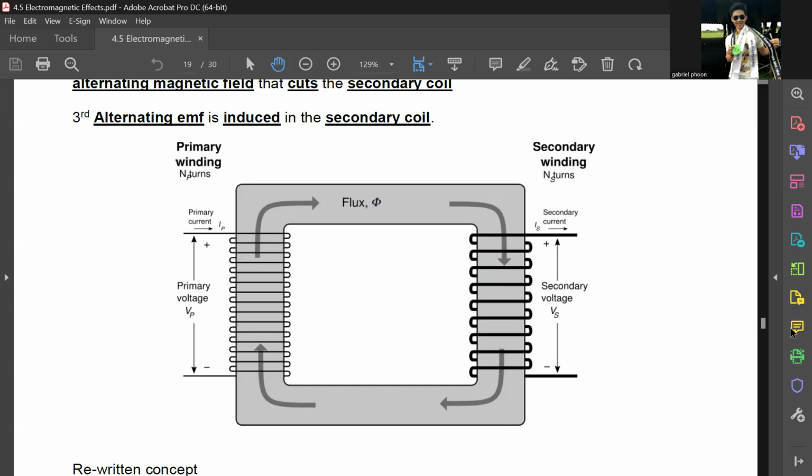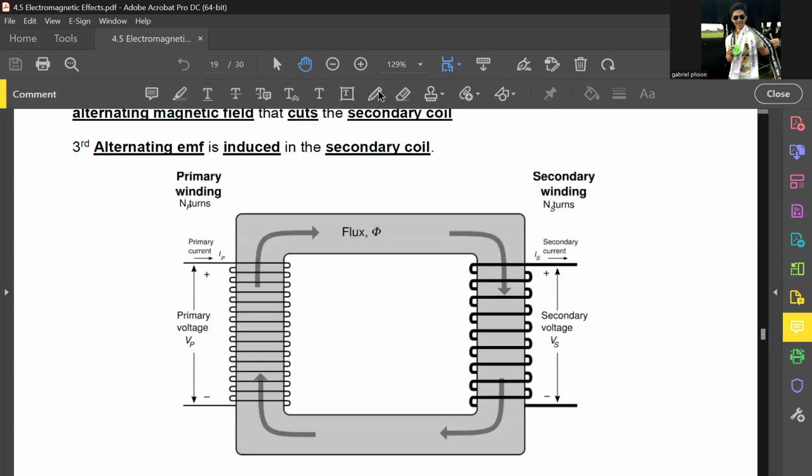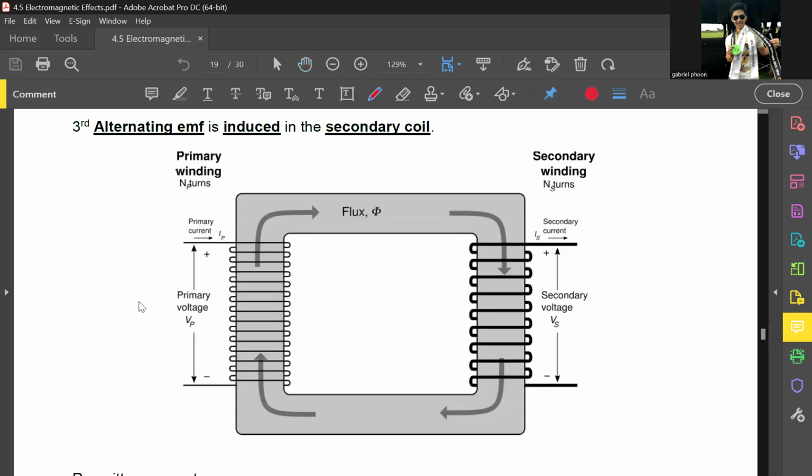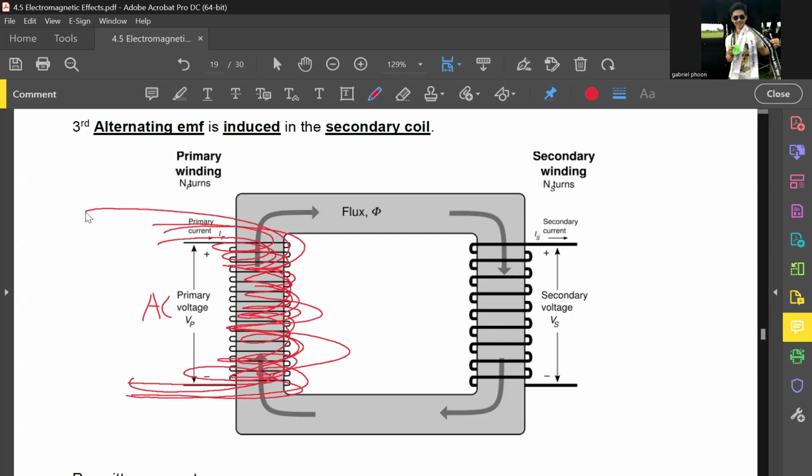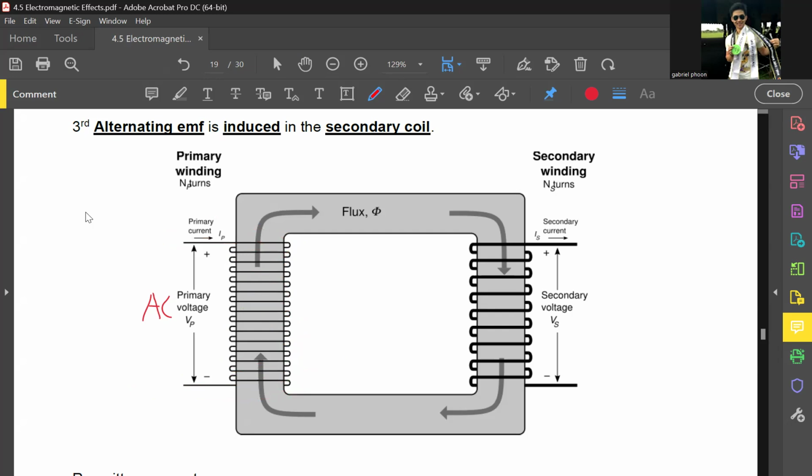Now listen carefully on how it works. First and foremost, an AC power supply must be connected to the primary coil. If it's an AC power supply, it means the current will flow like this in the first cycle, and then the second cycle will flow like this. So first cycle like this down, and the next cycle like this up. Once again, when there is current flowing in a coil, what will it produce? Magnetic field, right?